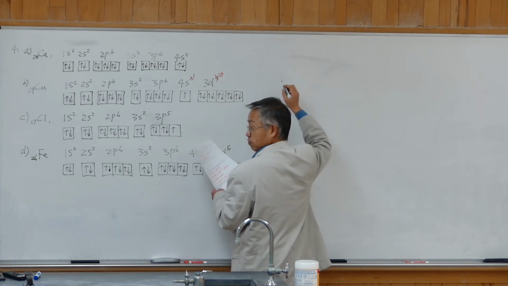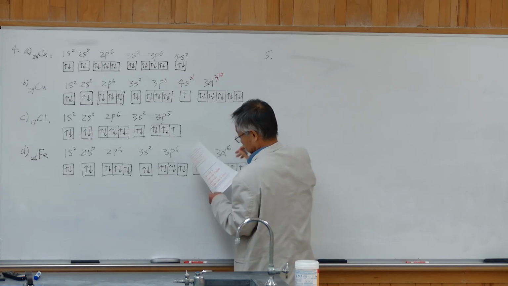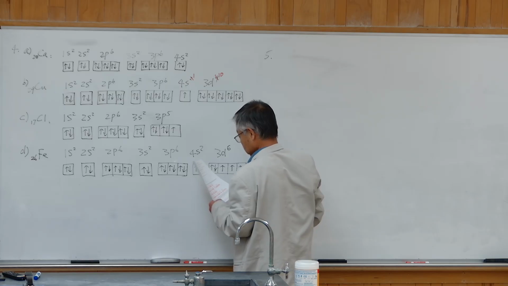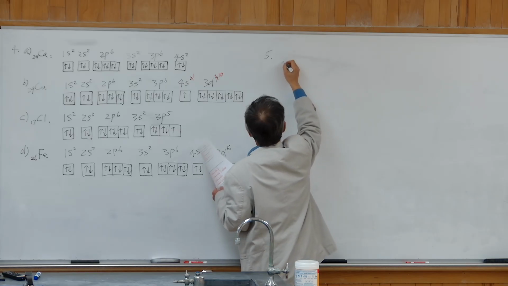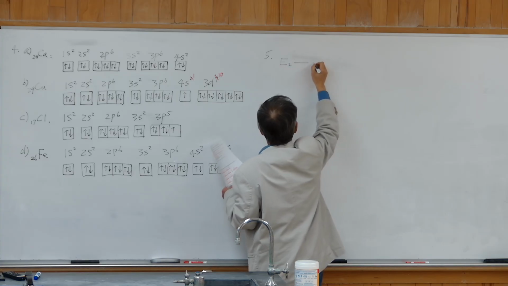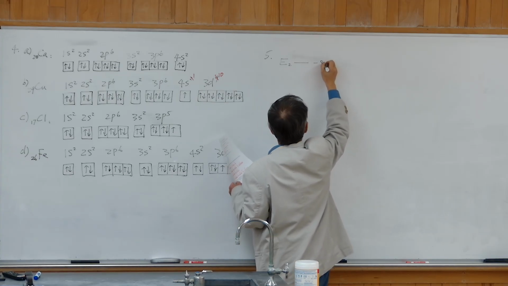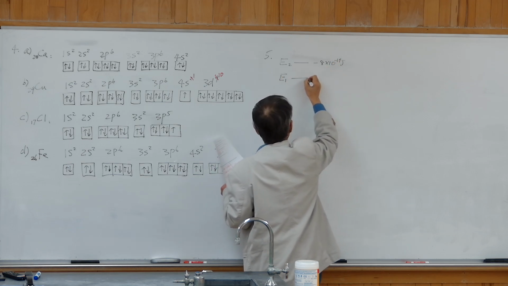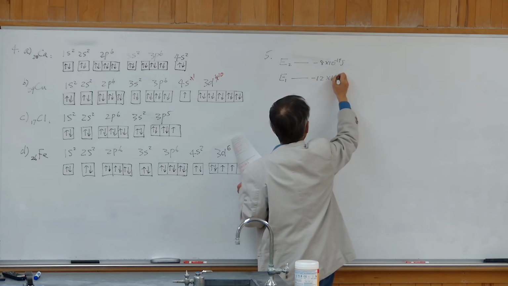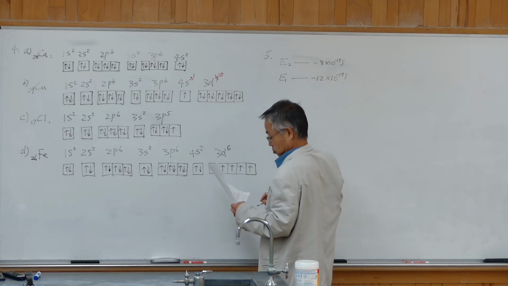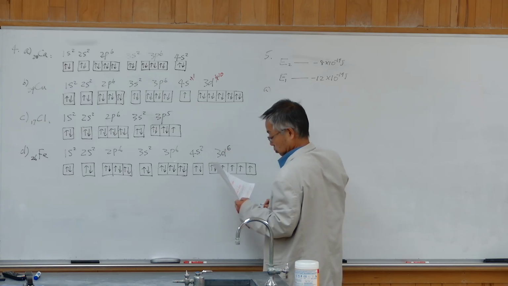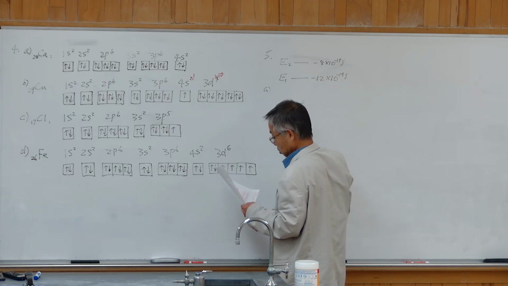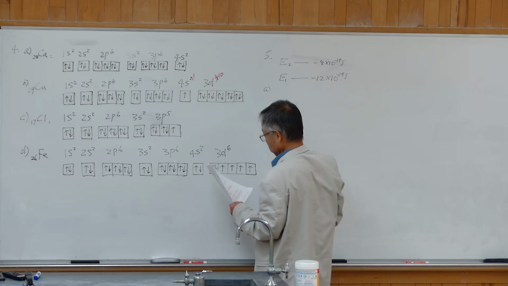Then question 5. Here are the 2 energy levels of a hypothetical atom. E2 is negative 8 times 10 to the negative 19th power joule. E1 energy level is negative 12 times 10 to the negative 19th power joule. It asks you, what is the energy in joules a photon must have in order to excite an electron from E1 to E2?